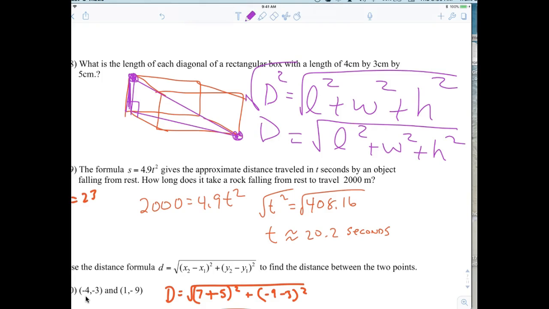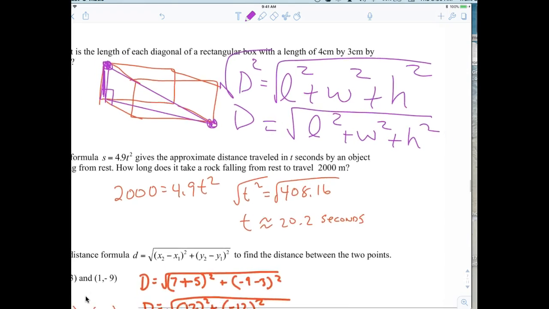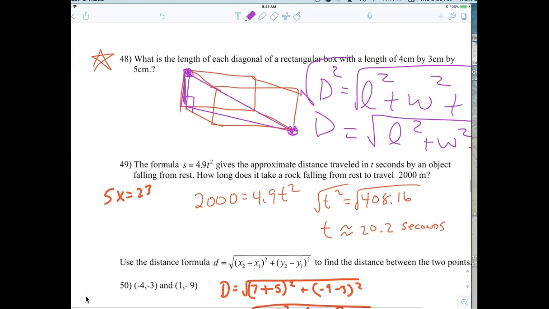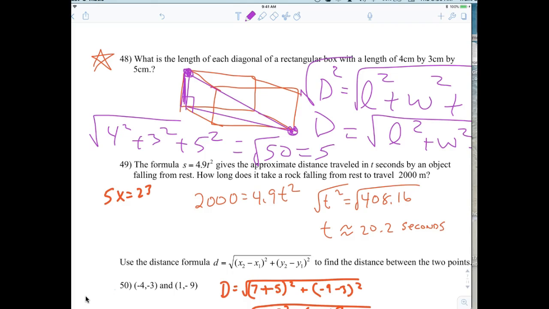So today we have the square root of 4 squared plus 3 squared plus 5 squared. And what is that? 16 plus 9 is 25, plus 25 is 50. So that is the square root of 50, correct? Which should be 5 radical 2.